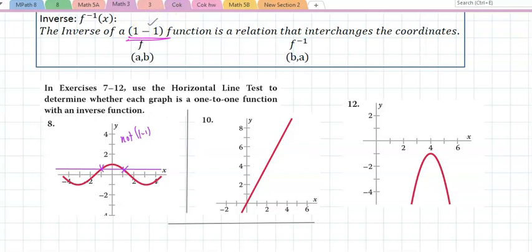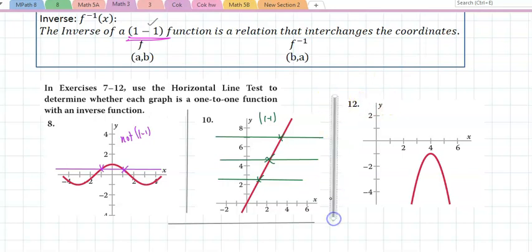Number 10, if I draw horizontal lines, you'll notice there's nowhere I could draw a horizontal line that will cross the graph of this function more than once. Therefore we say yes, this is one-to-one, which means an inverse exists. And if I take number 12 and put a horizontal line right there, again, you're only looking for one exception. This is not one-to-one, which means an inverse to this relation does not exist.